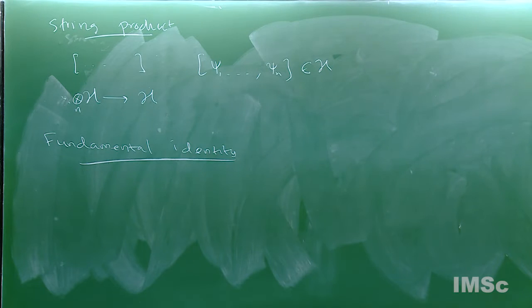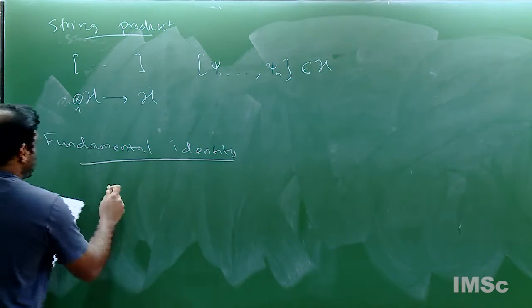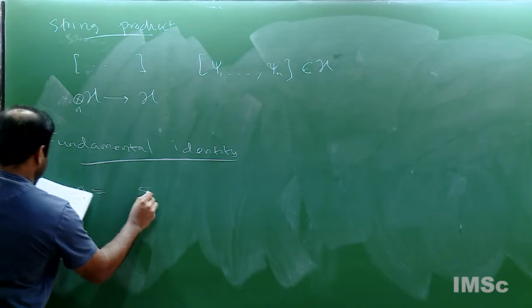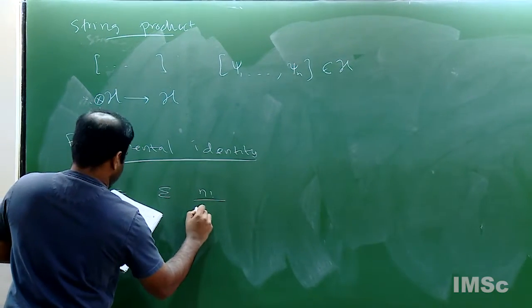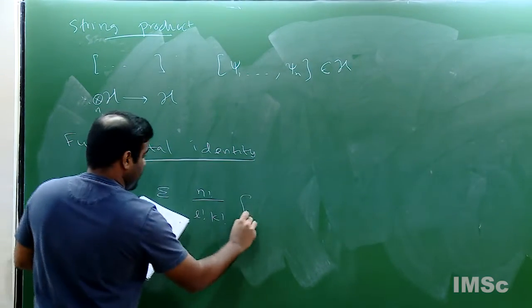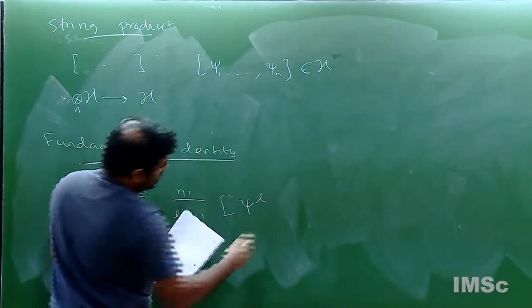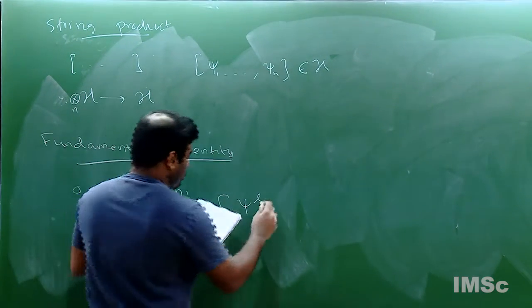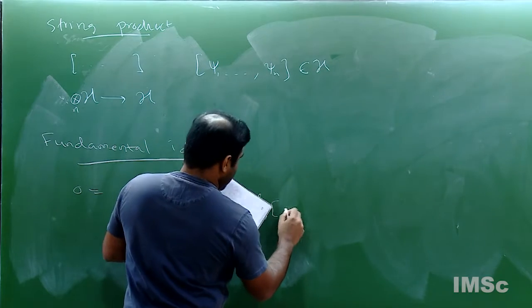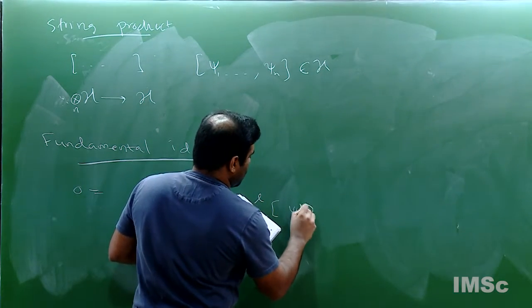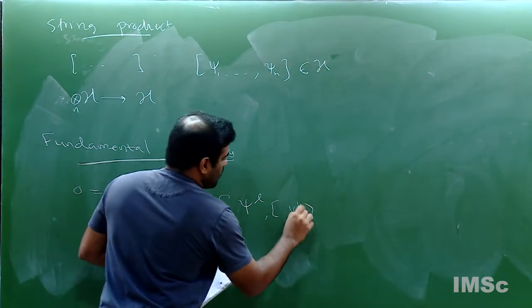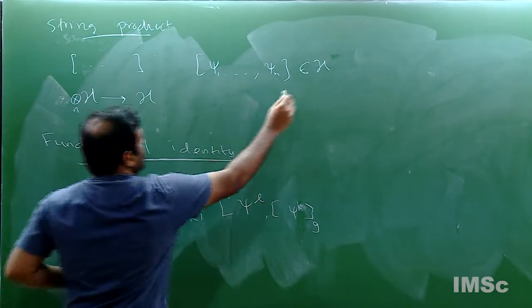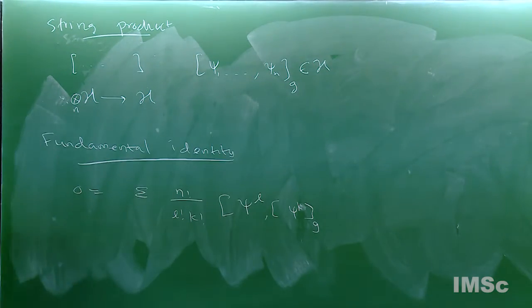So it's not an arbitrary product. It should satisfy a very stringent condition, and let me quickly write that. So it satisfies the identity n factorial divided by L factorial k factorial psi raised to L. That means you are inserting L number of psis, and then you have a string product with a k number of psi, and the string product is associated with a particular Riemann surface.